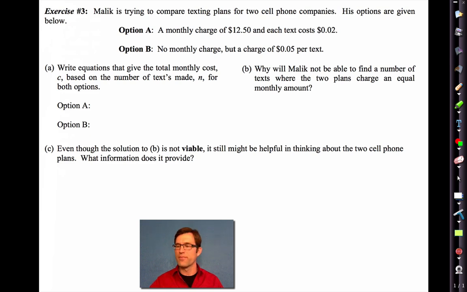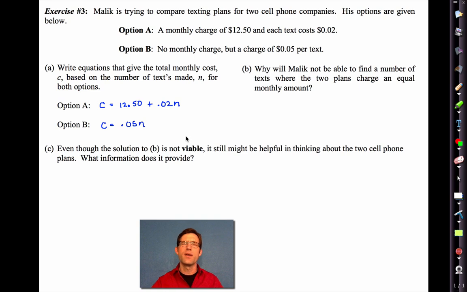All right, let's go through it. It's pretty easy. For option A, the cost, well, we're going to start with that $12.50. There's no getting around that. No matter what, we've got $12.50. But then I have to add to it 2 cents, or $0.02, times the number of texts I make. That's it. Option B, on the other hand, I've got none of that $12.50 going on, but I do have to pay 5 cents times the number of texts I send.